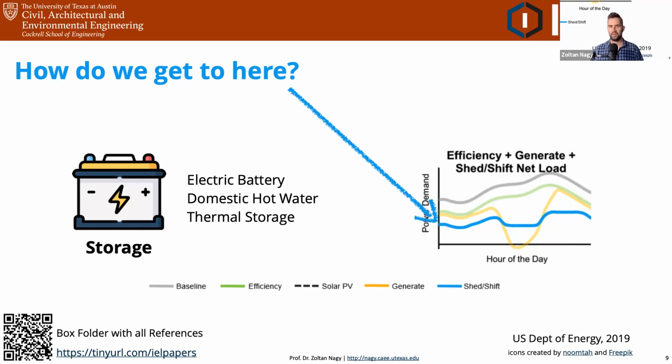Some of this is more or less controllable. This talk will focus on electric batteries because they're more directly controllable and allow for more fine-tuned response. But we have done work with domestic hot water as well, and hot water storage tanks and things like that.